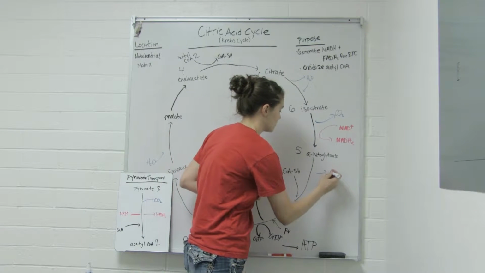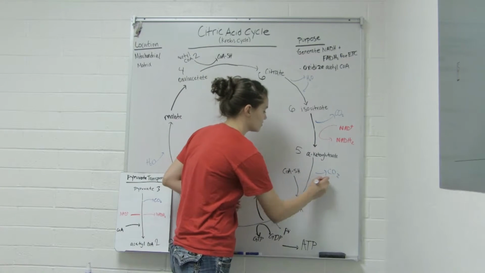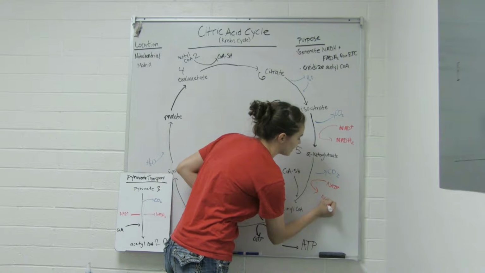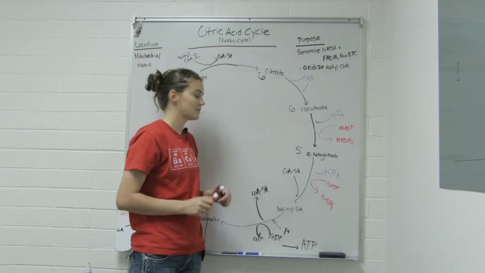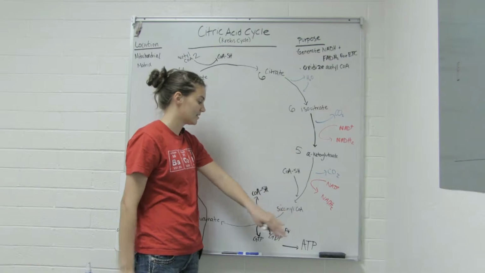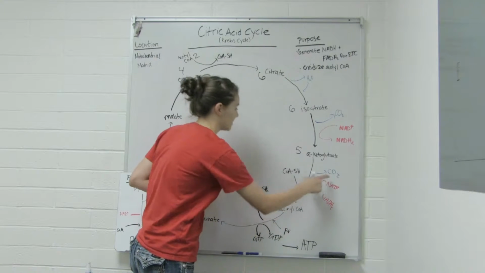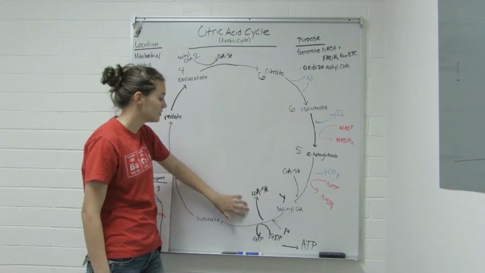Alpha-ketoglutarate is going to do a very similar thing. It's going to lose a CO2, and it's going to change an NAD plus to an NADH2. It's also going to add on a coenzyme A. When it does that, it becomes succinyl-CoA, which is a 4-carbon molecule because we lost another CO2. Succinyl-CoA is going to lose that coenzyme A.